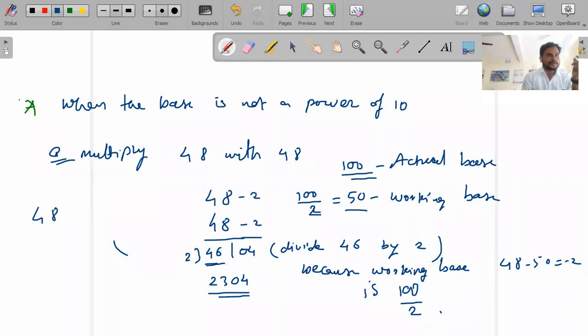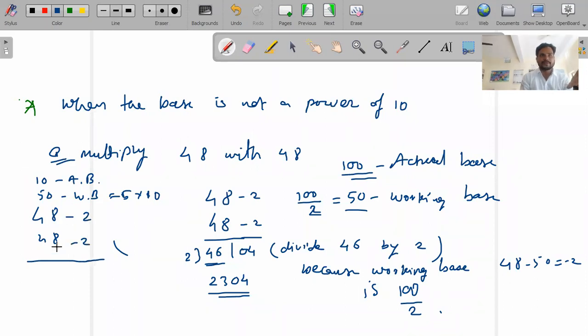48 multiply by 4, 10 base. Either 4 or you can multiply by 5 also. 5, okay, this will be the actual base. AB means actual base now, and working base will be 50. Working base, which is nothing but 5 into 10, right? Now 48 into 48. How to multiply? Now in working base I have to write here -2. Why? Because 50 is the base for working here, right? So 48 minus 50 will be -2.